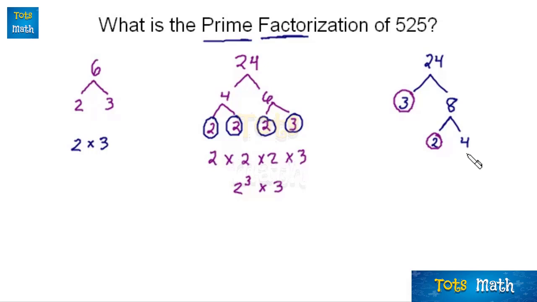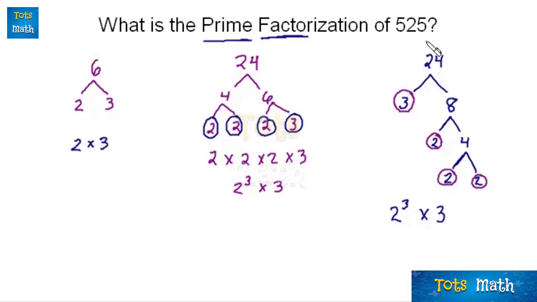4 isn't prime, so we have to go a little bit further. And we know that 4 equals 2 times 2. And 2 is prime. And now we can write our prime factorization. And again, we have 2 times 2 times 2, so that's 2 to the third power. And we also have the number 3, so we write times 3. And you'll notice that the prime factorization that we ended up with when we chose 3 times 8 is exactly the same as the one we got when we used 4 times 6. So now that we know something about prime factorization, let's tackle the original question.